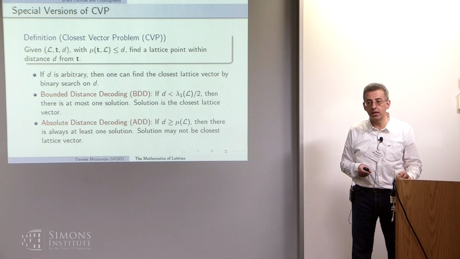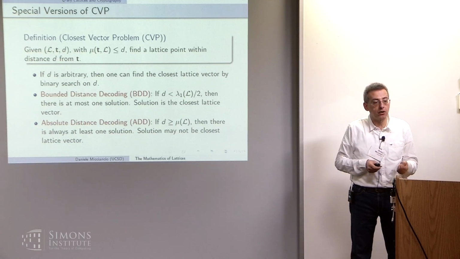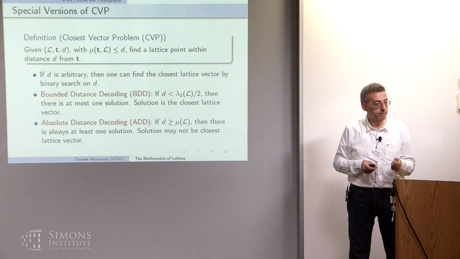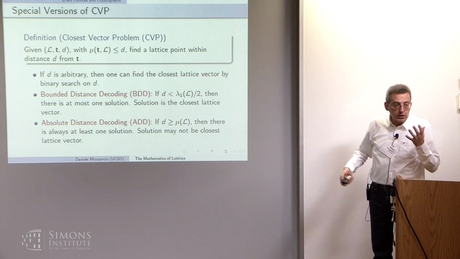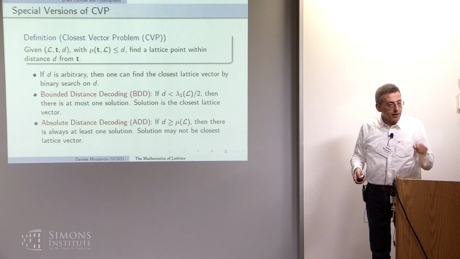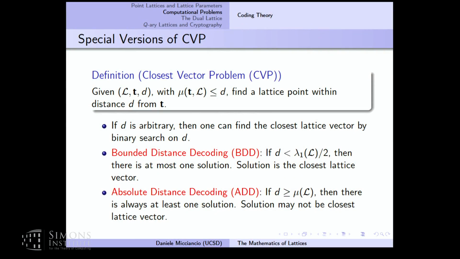So it is CVP when the target is fairly close to the lattice, which intuitively makes the problem easier. It is easier to find the closest lattice point if the lattice point is close, if I already give you a good hint, a point that is close to it.